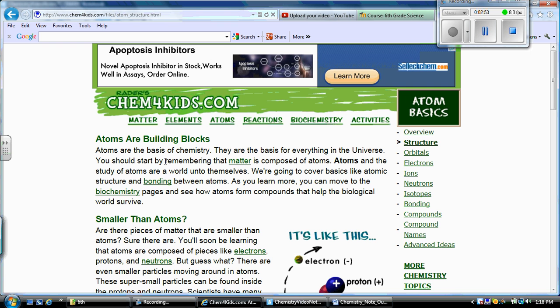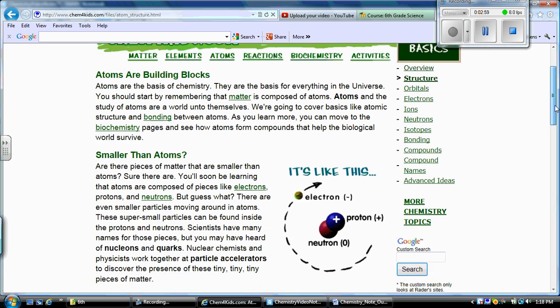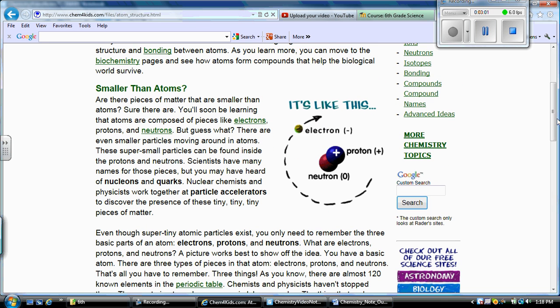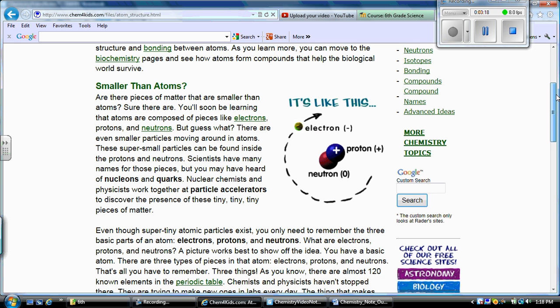So the study of atoms is in the world around us. They help us discover our world. Okay, so the parts of an atom. So what's inside an atom? What's smaller than an atom? There are pieces that are smaller than atoms. That's what makes up atoms. You've got here in green electrons, neutrons, and protons should be down. Protons are down here. Okay, so those are the three parts of an atom.